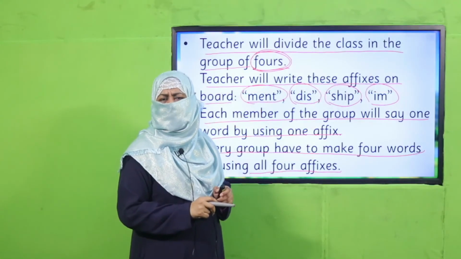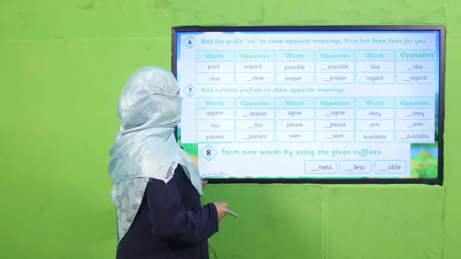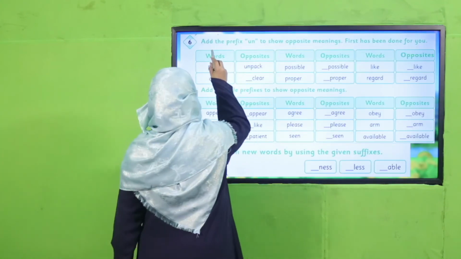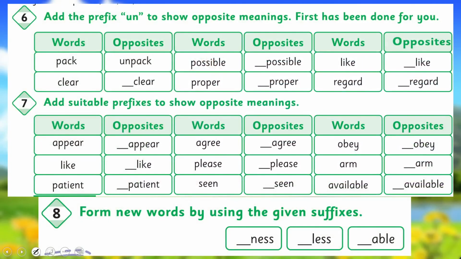Yes, my dear children, are you done with it? Good job. So it's time to practice the concept from your book. In question 6, you are going to add the prefix un to show opposite meaning. The first one has been done for you. For example, it's pack. When I add this prefix un, it becomes unpack, which is the opposite of pack. Likewise, you will keep adding this prefix to make opposites.